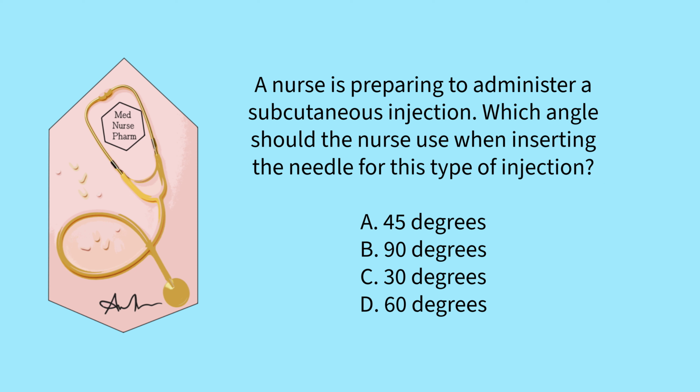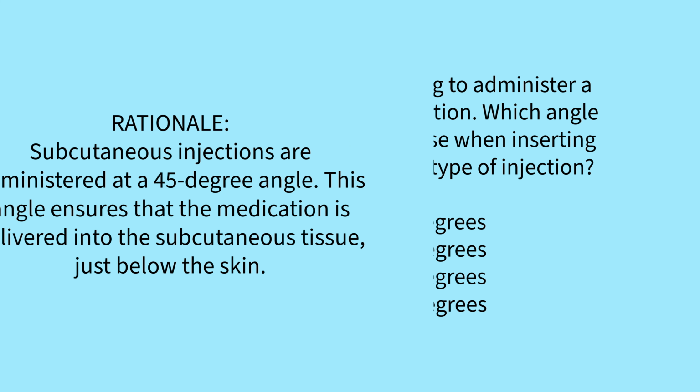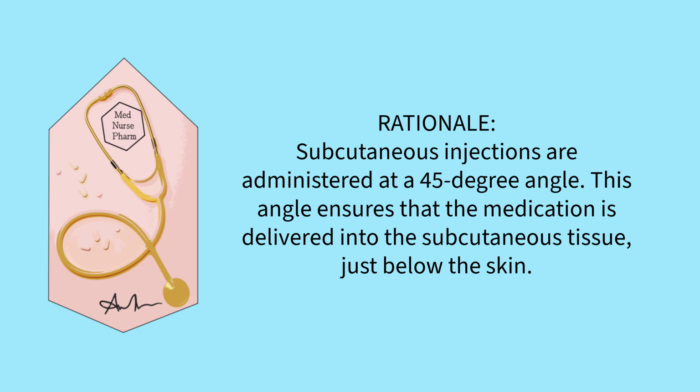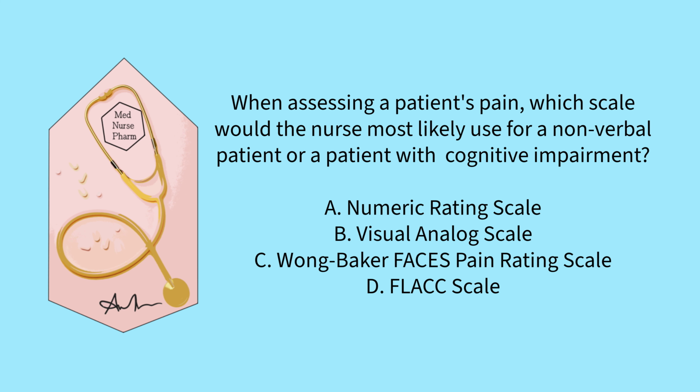A nurse is preparing to administer a subcutaneous injection. Which angle should the nurse use when inserting the needle for this type of injection? 45 degrees, 90 degrees, 30, or 60 degrees? The correct answer is the 45-degree angle. Subcutaneous injections are administered at a 45-degree angle. This angle ensures that the medication is delivered into the subcutaneous tissue just below the skin.